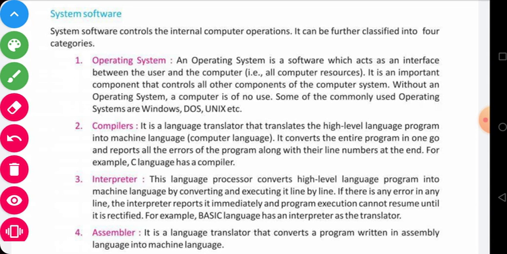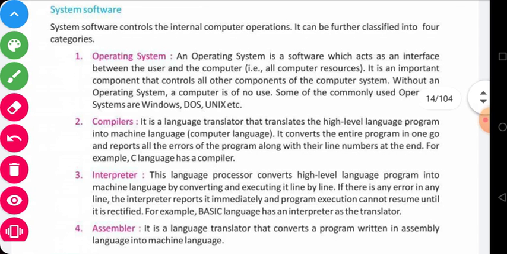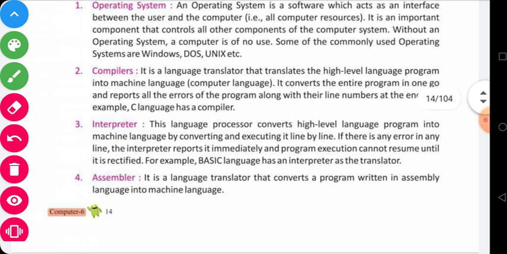Examples of operating systems are Windows, DOS, Unix, and Apple. These are the names of operating systems. And the popular one is Windows. You already know it. Mainly in office or work you have seen a Windows operating system already installed in your PC or laptop. The second one is compiler.